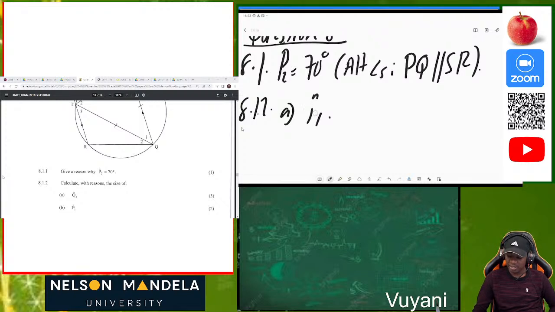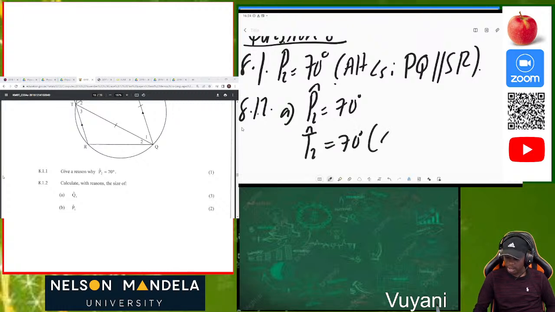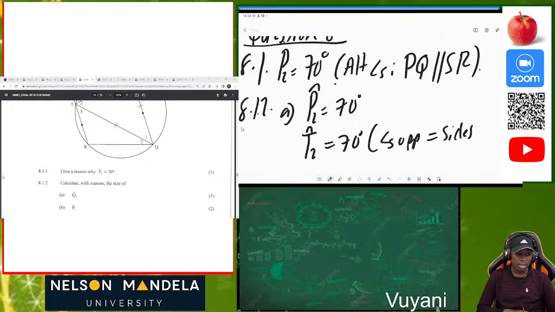So let's start by saying, since P2 is equal to 70 degrees, angle T2 is equal to 70 degrees. Why? Angles opposite equal sides. Now that we know angle T2, we can actually calculate Q1.